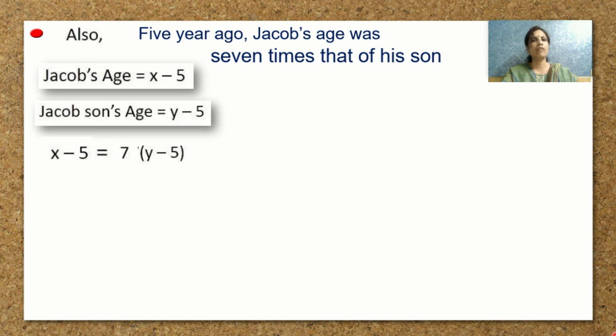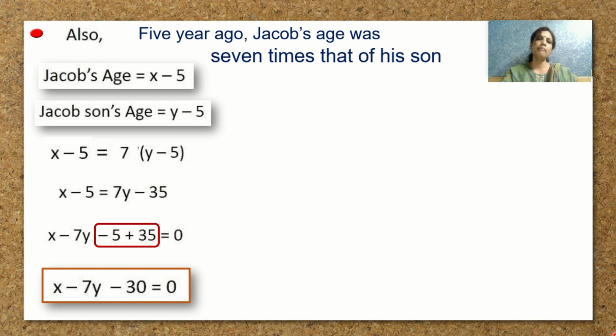So 7 times y minus 5. Let us solve this. So x minus 5 is equal to 7y minus 35. By shifting the terms, let's try making an equation. So x minus 7y minus 5 plus 35 is equal to 0. This minus 5 plus 35 will be plus 30. So x minus 7y plus 30 is equal to 0. This is our second equation.